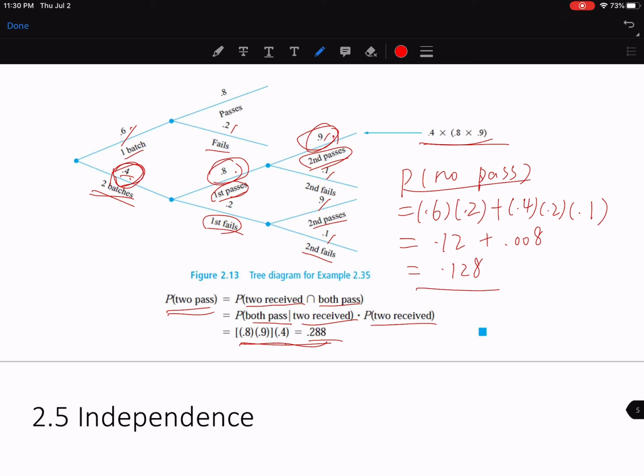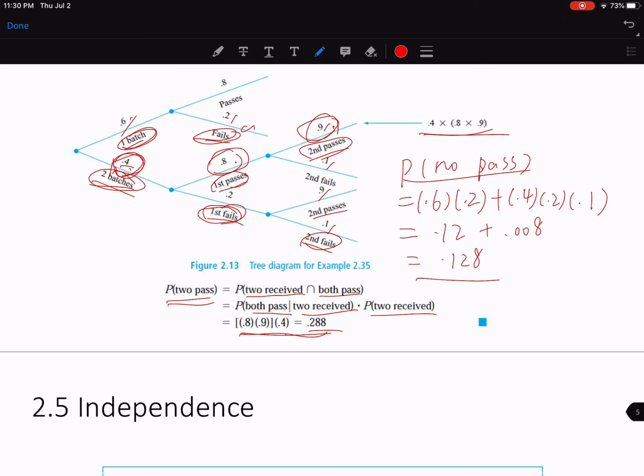We have to think of this situation over here, this situation over here, and this situation: two batches, and the first fails and the second fails. Okay. And I hope this makes sense to you.